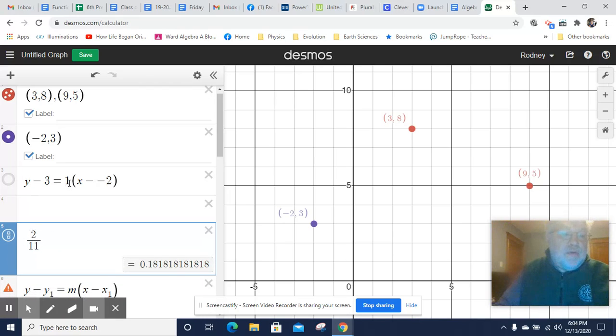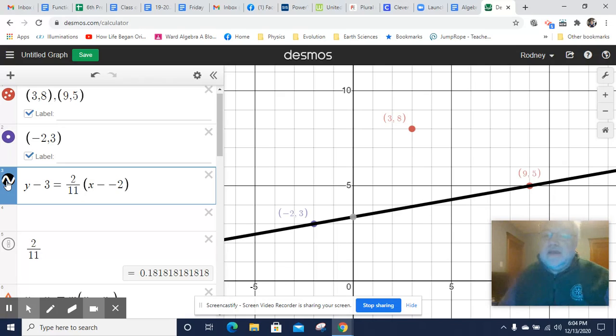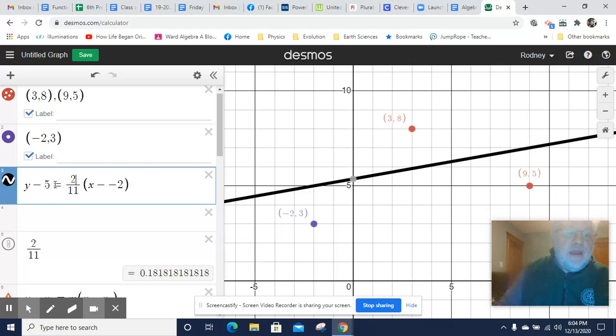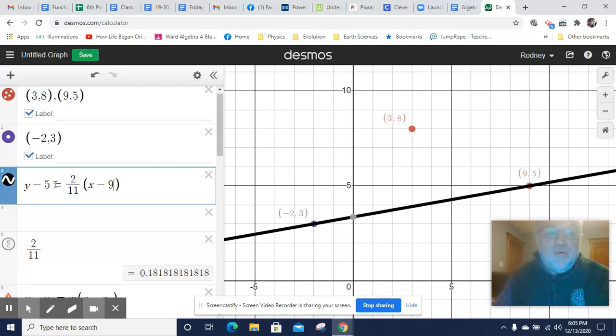And so I'm going to replace this with 2 over 11. And let's turn it on and see if it works. It does. It goes through those 2 points. If I wanted to, I could swap out the 3 and the negative 2 and use 9 and 5. So 5 is the y value, so y minus 5, and the x value is 9, so x minus 9, and I get my point.